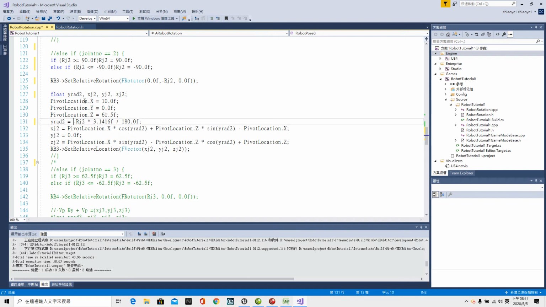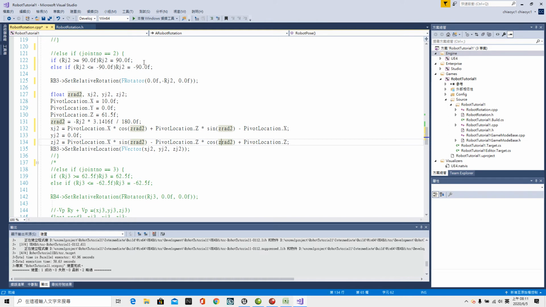As we are handling the YRAD2, since the second axis is rotating about the Z axis, in here we have to change to ZRAD2. All of them have to be altered to ZRAD2. We handle this first. Okay, done.